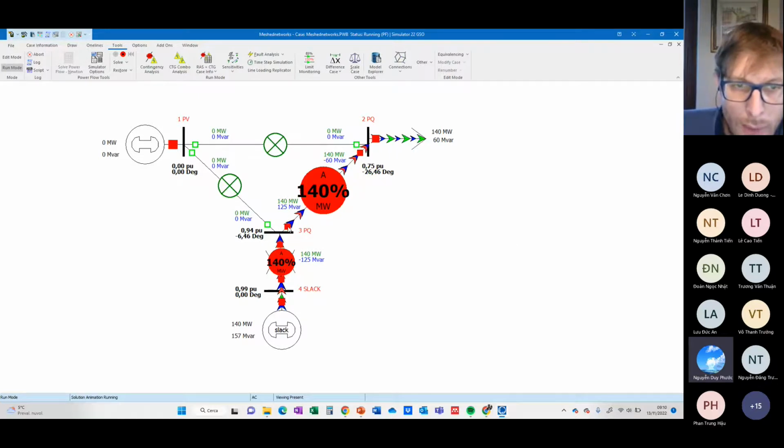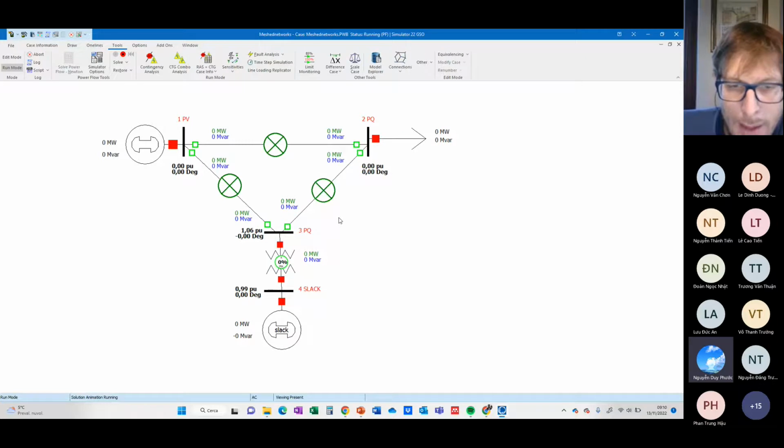But what about if I lose even this third line here? Okay, I will end up with a blackout. Now the load, look, the load is at 0. Okay, but before going to 0, I lost 3 different transmission lines. Okay, so it's a quite reliable power system. Okay.